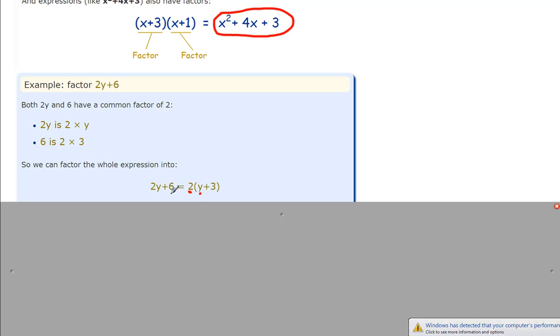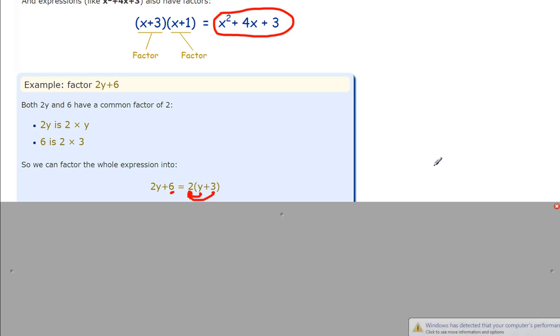If I put a 2 out front and I divide a 2 out of the 6, I'm just left with 3. 2y divided by 2 is y. 6 divided by 2 is 3. So basically I've sucked that 2 out of this term, and I've sucked the 2 out of here and put that 2 out front. So I've divided it out of each term and put it out front.